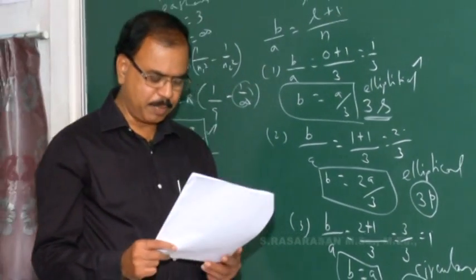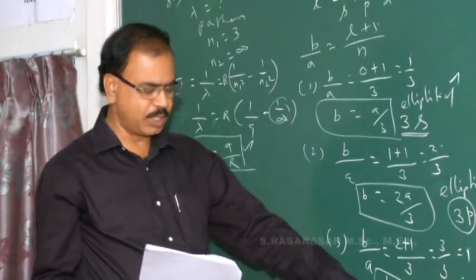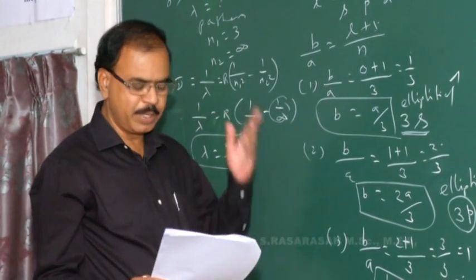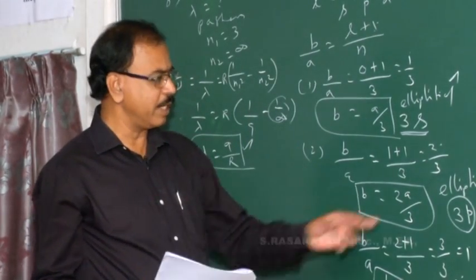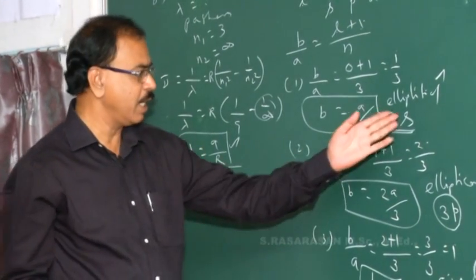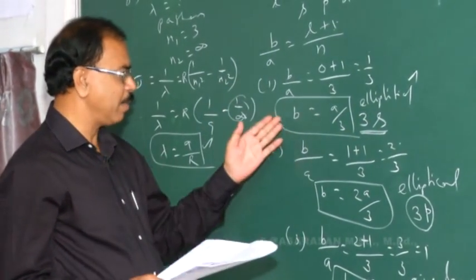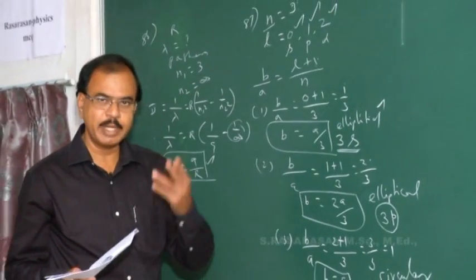Yes, 3S, 3P, 3D, all the above. 3D is circular in shape. 3S and 3P are elliptical in shape. Even for 3S, what is the dimension? We can ask a question: what are the dimensions? B equal to A by 3 or A equal to 3B.